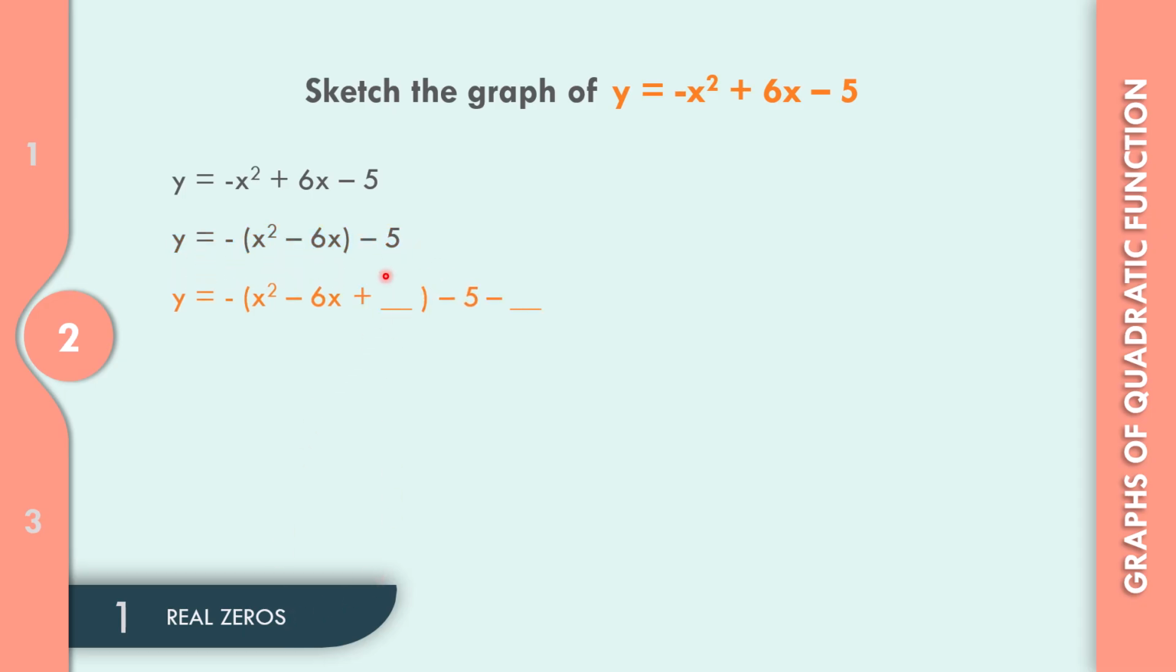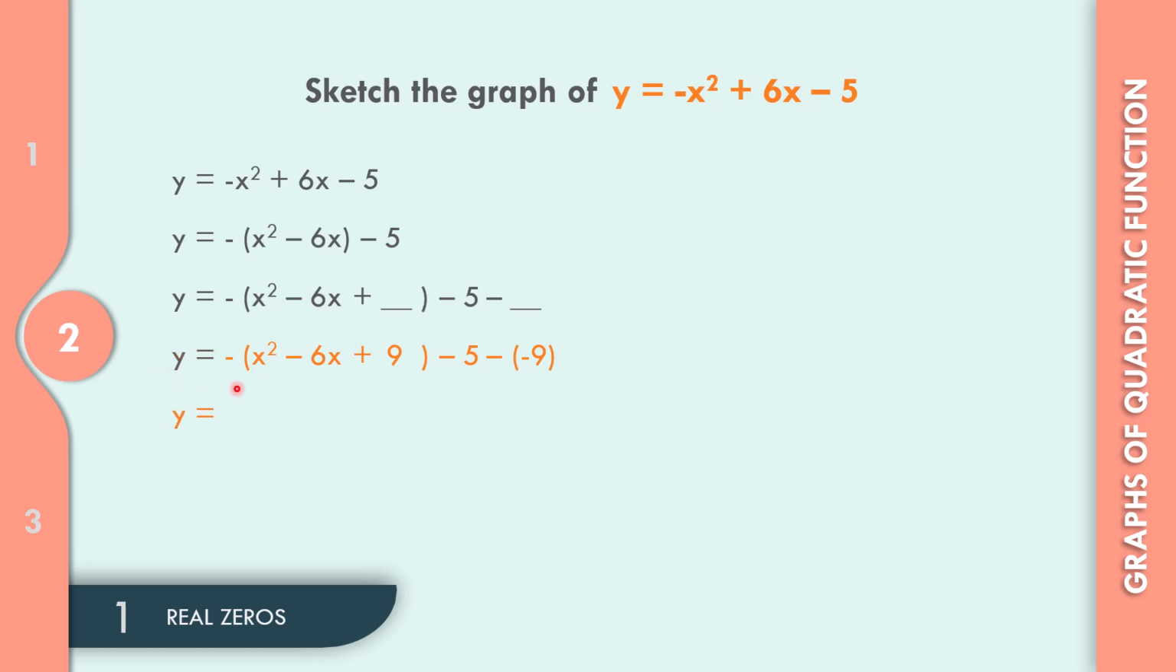Afterwards, let us think what could be the number to be added to make this a perfect square trinomial. So it means b divided by 2 squared. Negative 6 divided by 2 is negative 3. Negative 3 times negative 3 is equal to positive 9. So the number to be added is positive 9. 9 times negative is negative 9. So as you can see, the number added inside the parentheses is plus, and outside the parentheses it is minus. So let us find out the vertex form.